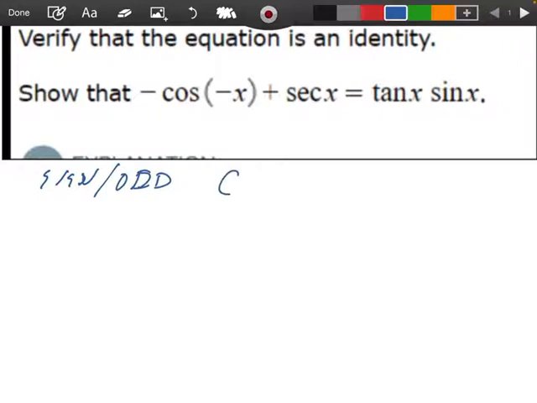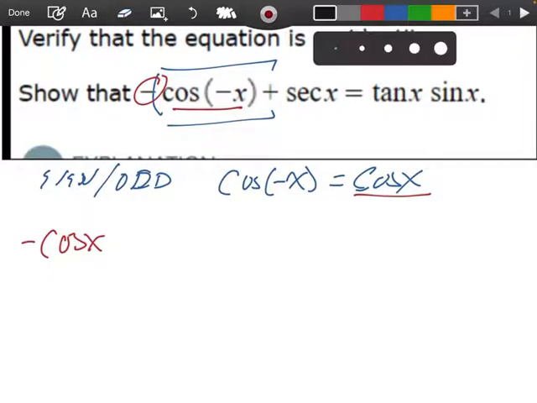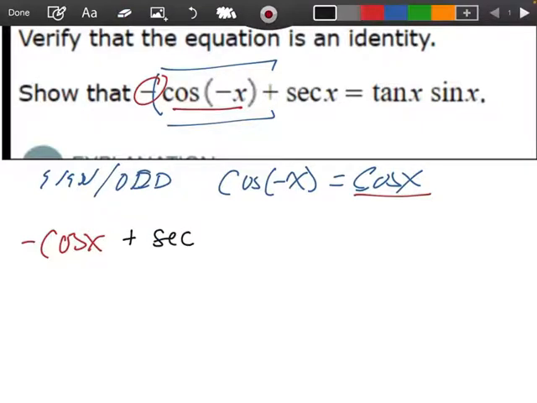One of them says that the cosine of negative x is equal to just the cosine of x. So when I see this part right here, I'm not going to mess with this negative sign yet. I'm going to leave that alone, but I'm going to say that cosine of negative x is the same thing as the cosine of x. And then we do have a plus secant, so let me write plus secant x. So let me run like this: negative cosine of x plus 1 over 1 plus 1 over cosine x.